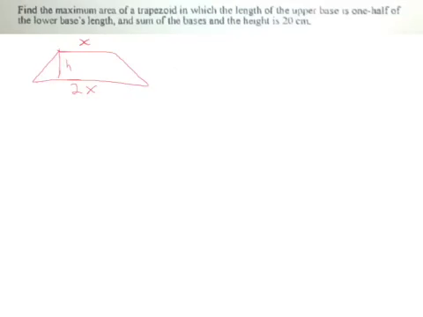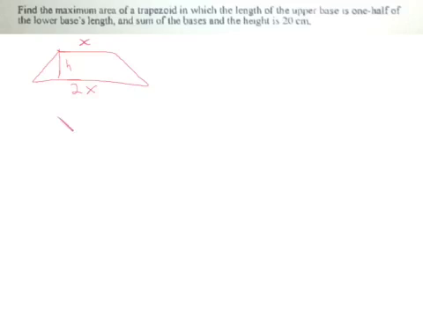We are told to find the maximum area of a trapezoid in which the length of the upper base is 1/2 of the lower base's length, and the sum of the bases and the height is 20 centimeters. Now we're dealing with area, and the area for a trapezoid is going to be by taking the average of the two bases, multiplying that by the height.